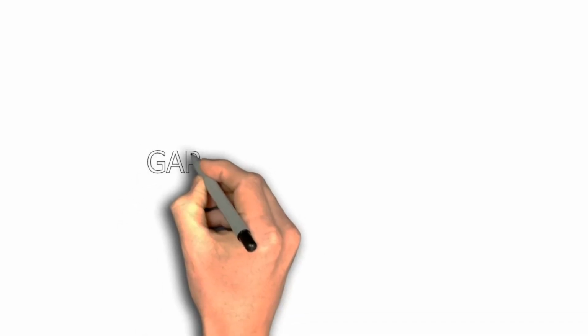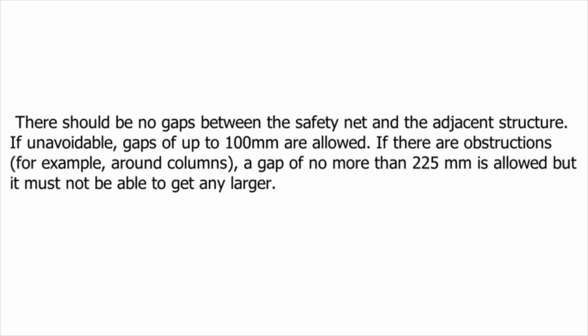Gaps at net edges. There should be no gaps between the safety net and the adjacent structure. If unavoidable, gaps of up to 100 mm are allowed. If there are obstructions, for example, around columns, a gap of no more than 225 mm is allowed, but it must not be able to get any larger.